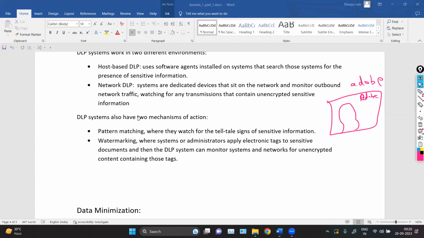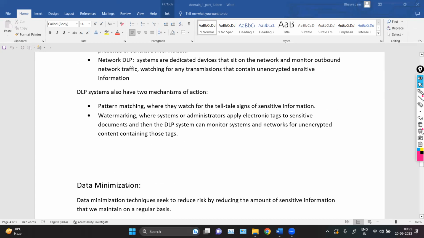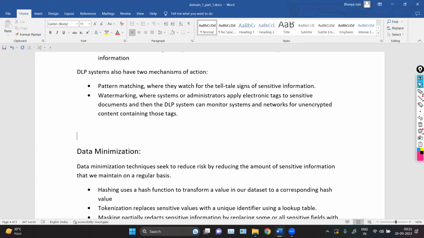So it's all about what kind of scenario we are using DLP in. If we're using DLP for finding sensitive information, then we can use pattern matching. If we are finding any watermarking or copyright issue, then we can use a watermarking-like mechanism here. So it depends on the scenario where we are using it, or what kind of information we are using those systems for. Okay, so this is known as DLP systems.